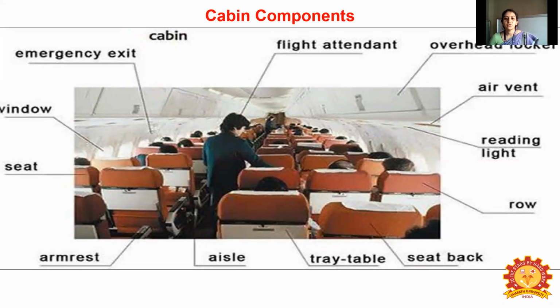Now you see the cabin component. The person who gives service within a flight is called a flight attendant. So in the picture, there is a person standing in between who is called the flight attendant. And this entire interior portion of an aircraft is called the cabin. Cabin is a term used for the entire interior of the aircraft.